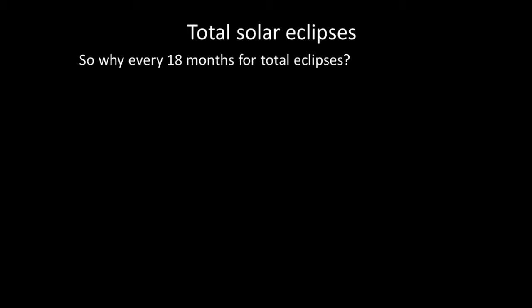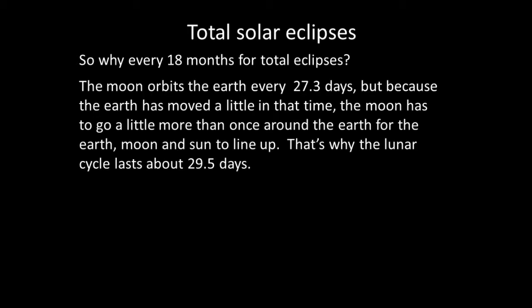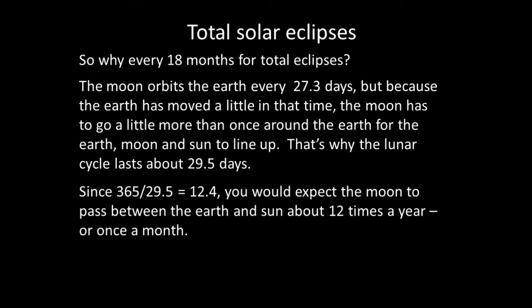So why every 18 months for total eclipses? The moon orbits the Earth every 27.3 days, but because the Earth has moved a little in that time, the moon has to go a little more than once around the Earth for the Earth, moon, and sun to line up. That's why the lunar cycle lasts about 29.5 days. Since 365 divided by 29.5 is 12.4, you would expect the moon to pass between the Earth and sun about 12 times a year, or once a month.